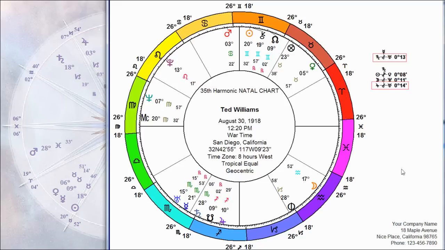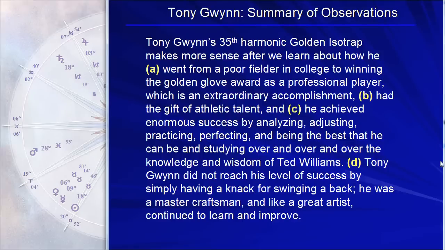Even though it sounds abstract and far-fetched to many people when they first hear about it, these are the fundamental basics of vibrational astrology. So bottom line is that, as expected, Ted Williams does have a very powerful pattern in the 35th harmonic, as we expected, and he has the similar traits as Tony Gwynn has.